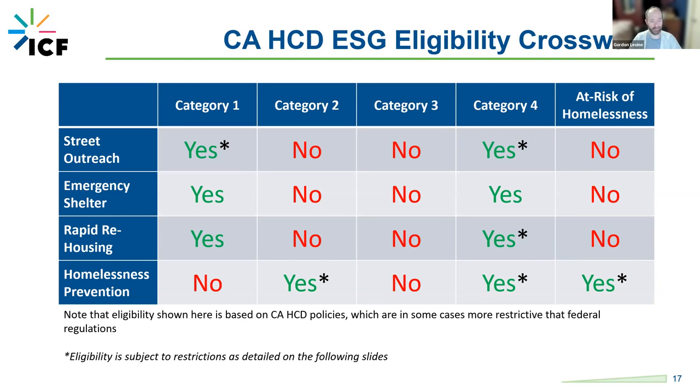If you are interested in bookmarking any part of this presentation, this slide is a good slide because this is a crosswalk of eligibility by category and by at-risk for each of the four participant serving components under ESG. You will notice a lot of asterisks because much depends on the circumstance in many cases. The yeses are important, but this is a great slide to know where your noes are, which I think is the most important piece of this one. Next slide, please. Let's have a look at those asterisks.